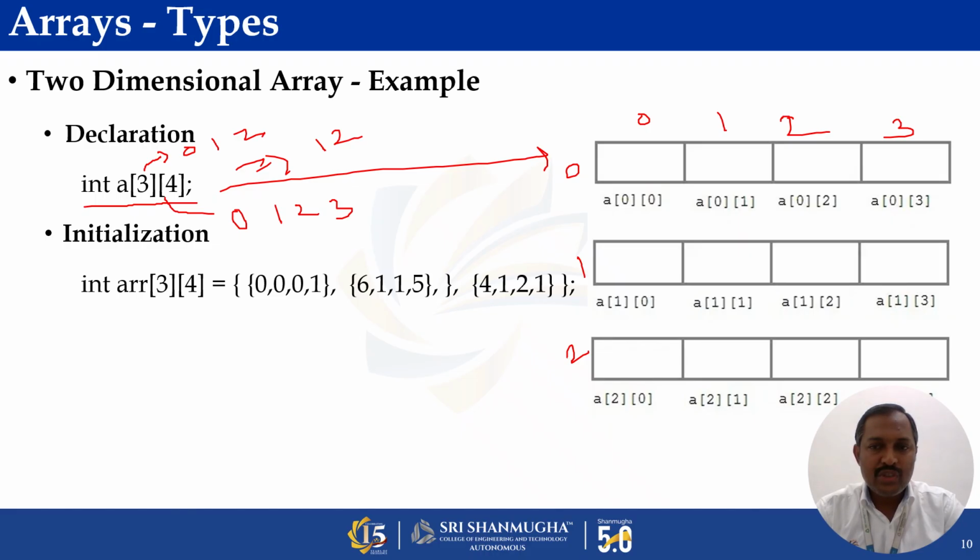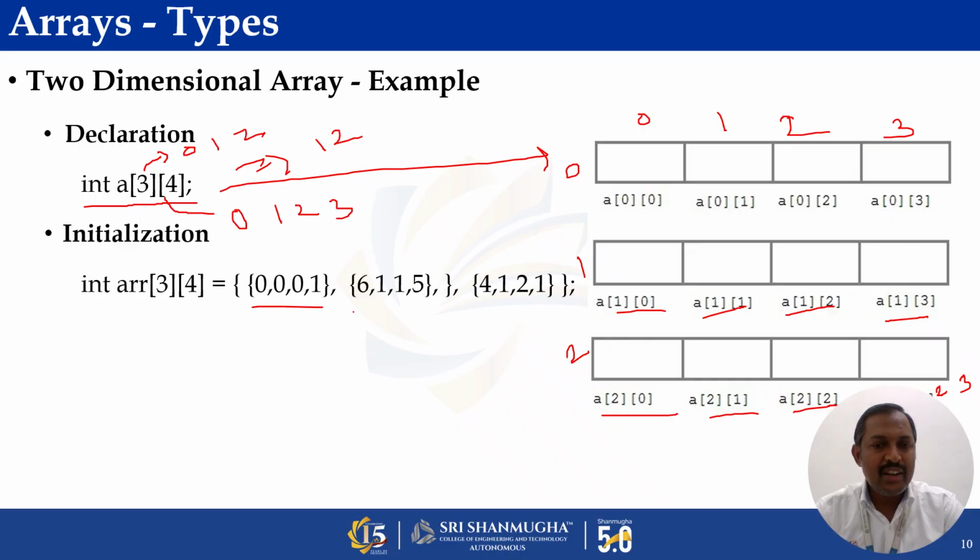The first row is going to be stored in memory, followed by the second row elements, followed by the third row elements. So the first element can be accessed as 0 0. Next 0 1, 0 2, 0 3. Next 1 0, 1 1, 1 2, 1 3. Then 2 0, 2 1, 2 2, and this element is 2 3. This is the way we can access array elements. This is the first row.